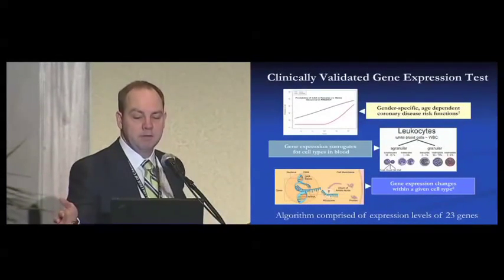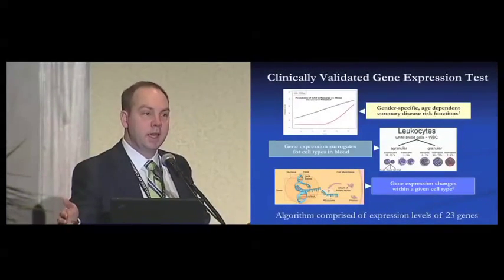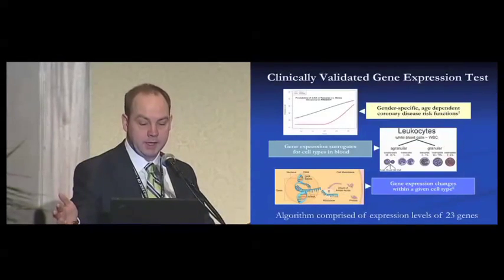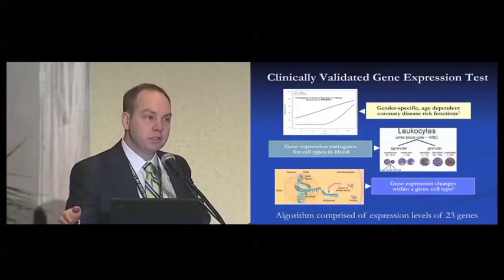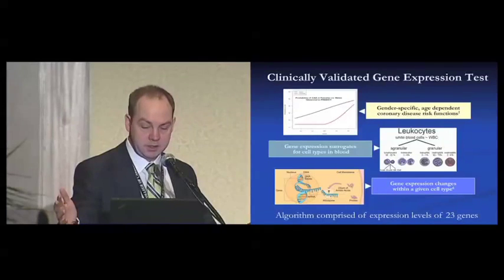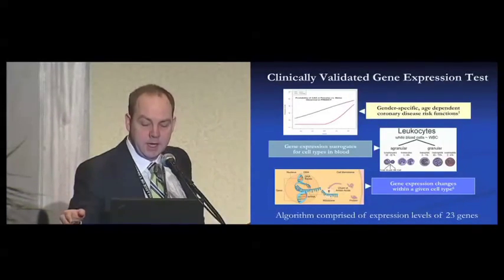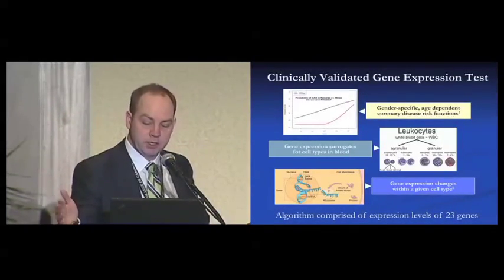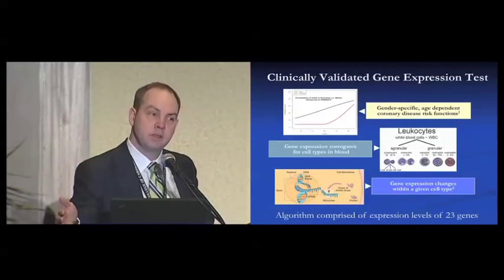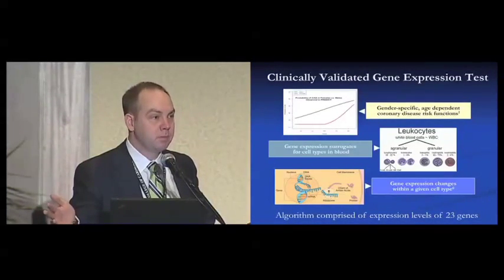So this is a clinically validated gene expression test, and I can't emphasize this enough. It is gender-specific and age-dependent when it looks at risk functions in the analysis. It's measuring levels of gene expression surrogates for cell types in blood. Think about the inflammatory system, leukocytes, different types of cell types there. And it's also looking at changes in gene expression within a given cell type. So this is a dynamic test. This is not a genetic test where you're born one way and you have the same score throughout your life. This test can change over time.